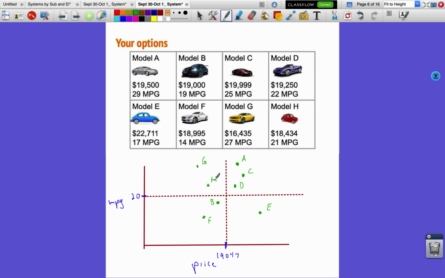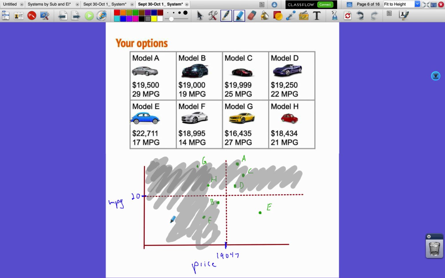Okay, so which quadrant here did we actually want? So one way we could figure that out is with shading. So I wanted the miles per gallon to be better than 20 miles per gallon. So I wanted to be anywhere above this line. I wanted the price to be less than $19,047. So I wanted it to be anywhere to the left of this line. Well, there's only one region where these both overlap, and that's this region here. So we only want to consider cars in this region.